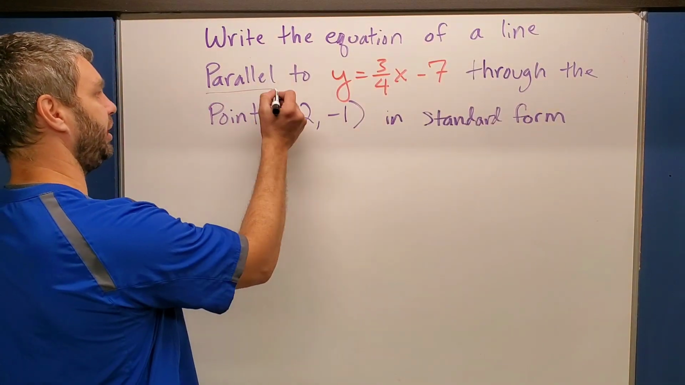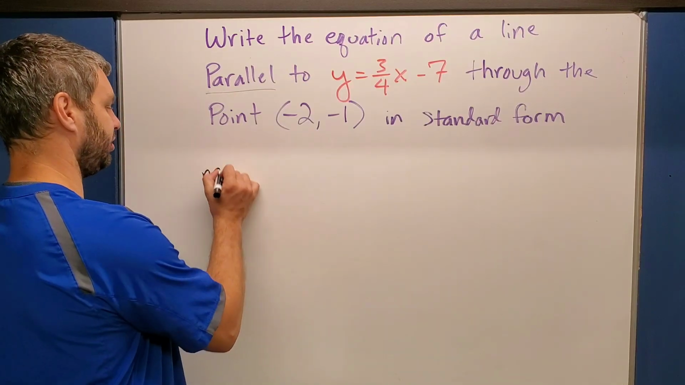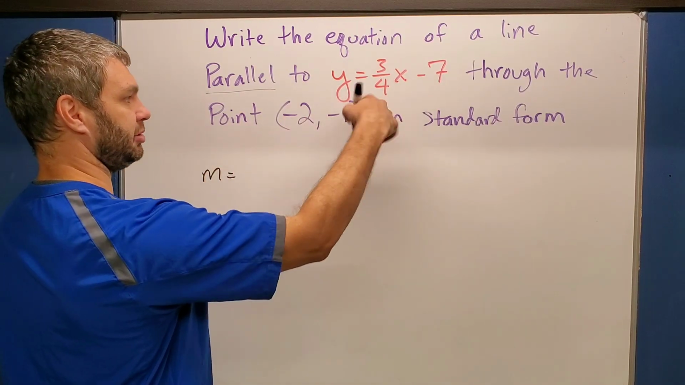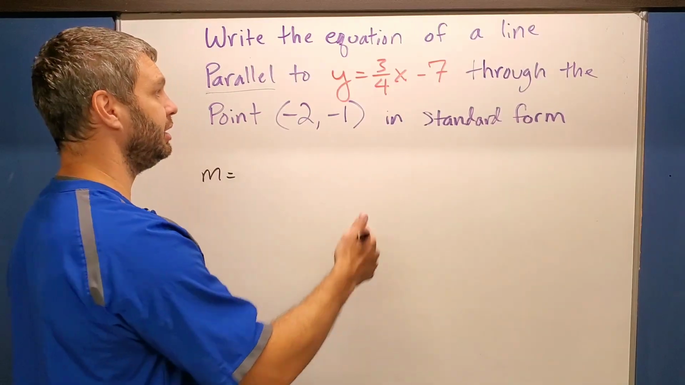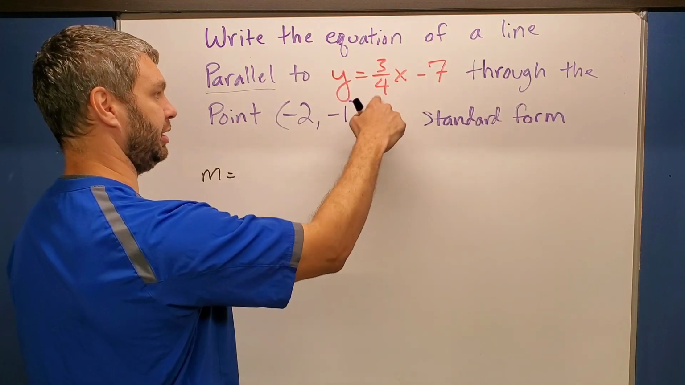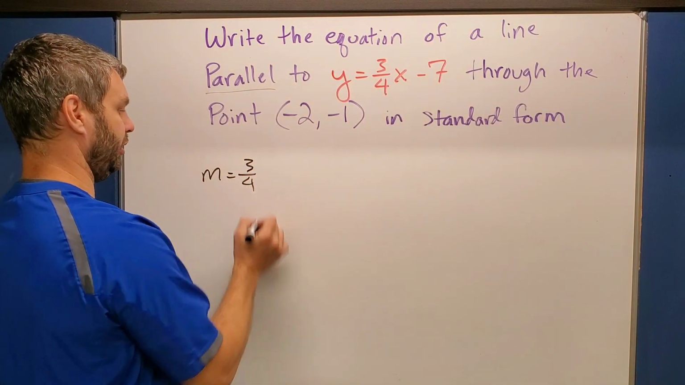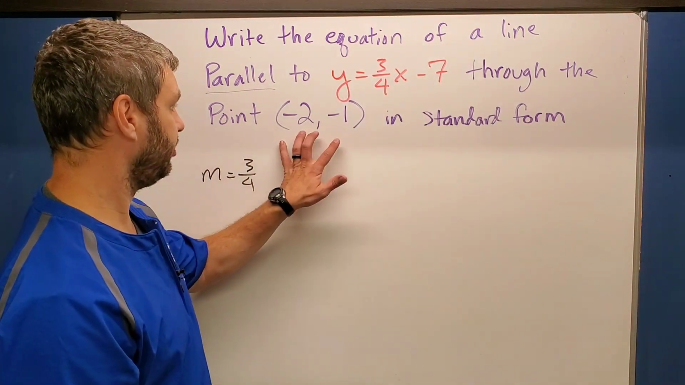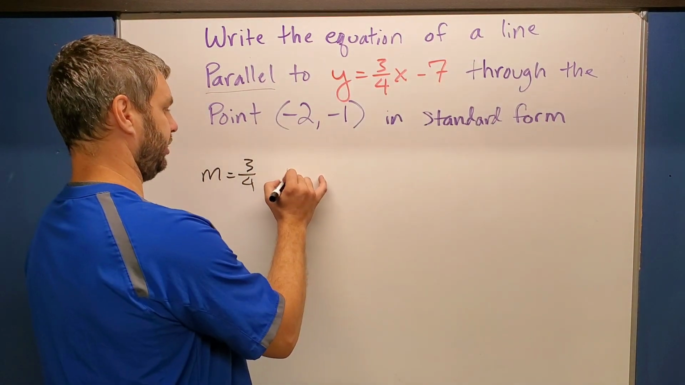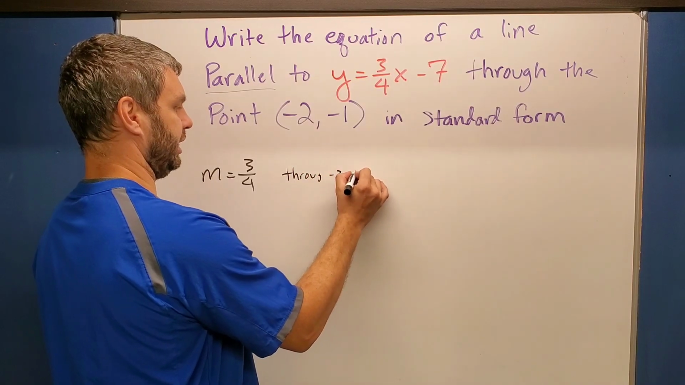First off, if it has to be parallel, that means it's going to have the same slope as this one. If you can't pick that out yet, you're probably not quite ready for this video. The slope here is going to be 3/4, the number in front of the x. So we need to have that slope in our equation as well. Next, it needs to go through this point, so I'm going to say through (-2, -1).